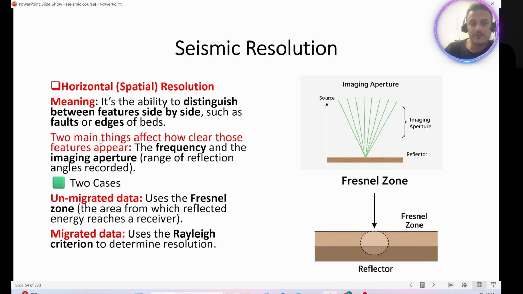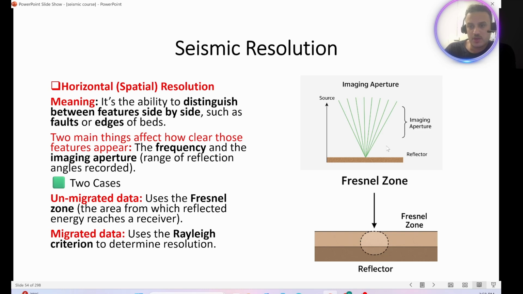We have two main factors that control the lateral resolution. One is the frequency. Another factor is called the imaging aperture. This one is for the range of reflections, analog records.